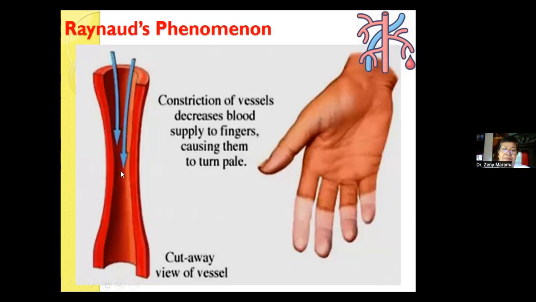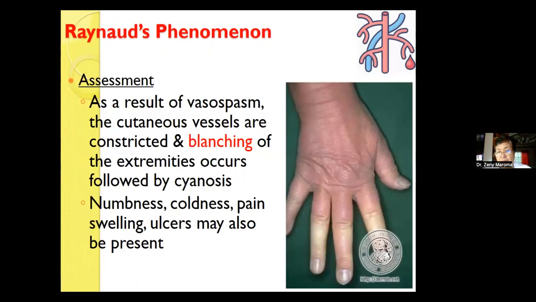Ito yung blood vessel, ha? Cutaway view of the vessel, there's vasospasm. Kaya there's decreased blood flow. So, constriction of blood vessels, decreased blood flow to the fingers, causing them to turn pale. Pallor. Tapos, nag-blue. Tapos, nagkaroon ng vasodilation. It is now red in color. Raynaud's phenomenon. So the color changes. Color, cyanosis, red in color.